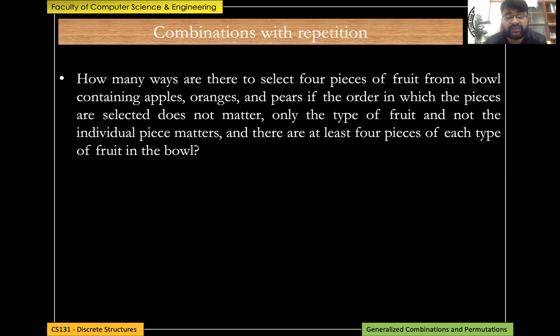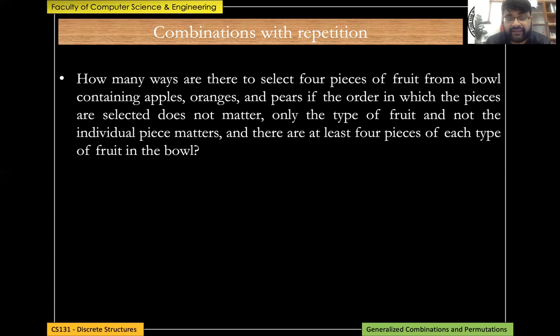What about combinations with repetitions? How many ways are there to select 4 pieces of fruit from a bowl containing apples, oranges, and pears if the order in which the pieces are selected does not matter? Only the type of fruit and not the individual piece matters, and there are at least 4 pieces of each type of fruit in the bowl. How do you solve that?